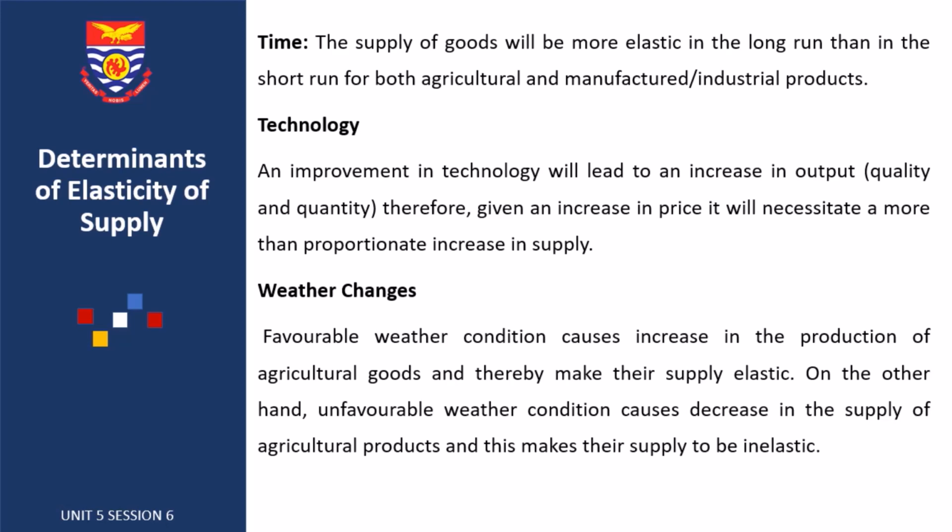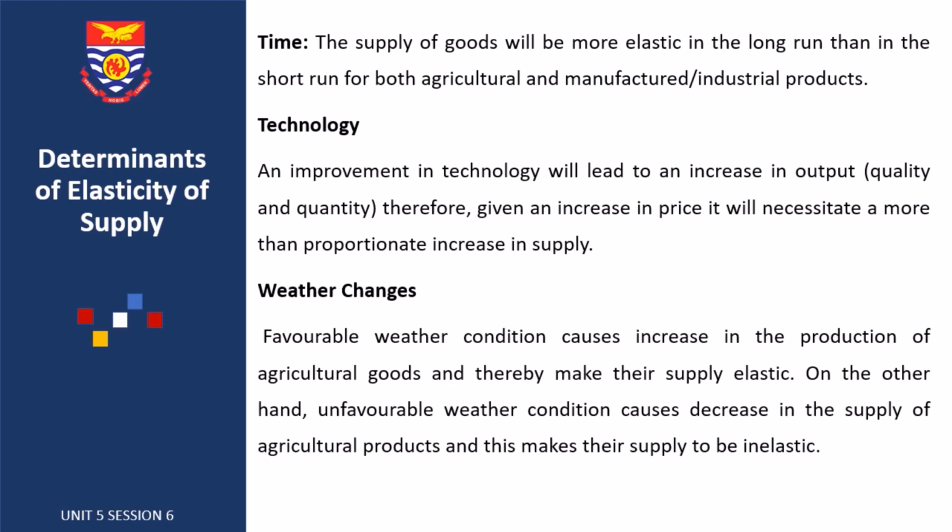How about weather changes? A favorable weather condition causes an increase in the production of agricultural goods and thereby makes their supply elastic. On the other hand, unfavorable weather conditions cause a decrease in the supply of agricultural products and make the supply inelastic. With bad weather, an increase in price cannot bring about any significant increase in quantity supplied, and hence supply will be inelastic.